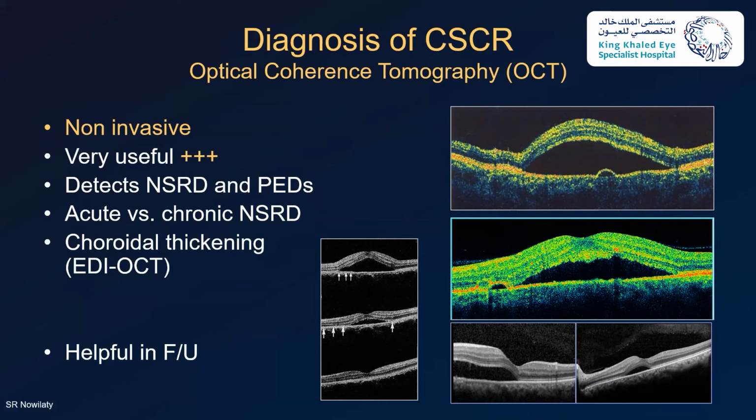And if you do an OCT with enhanced depth imaging, you can actually image the choroid. And in most cases, people have actually thickened choroid. Now, the choroid should be approximately the same thickness as the retina. And if it's more, then you have to start thinking that this patient has thick choroid.